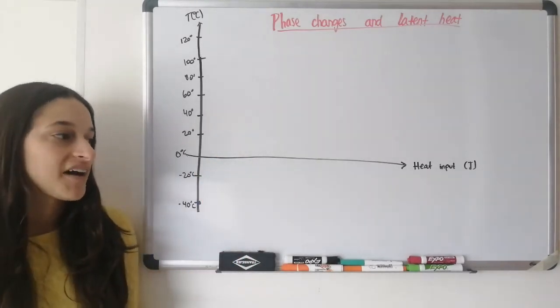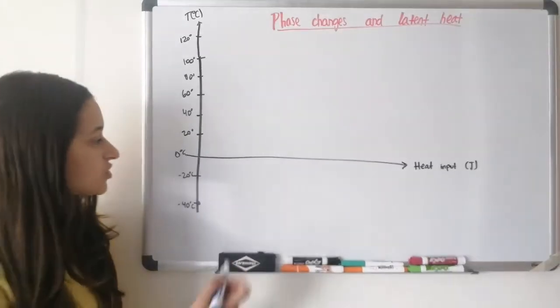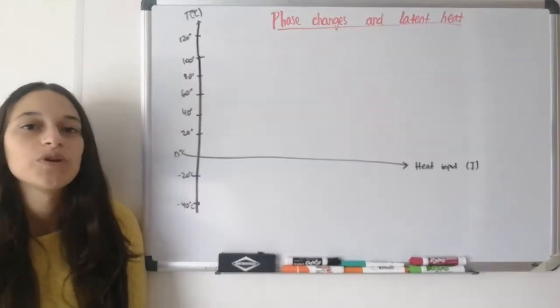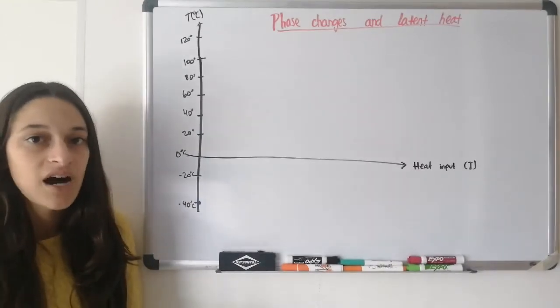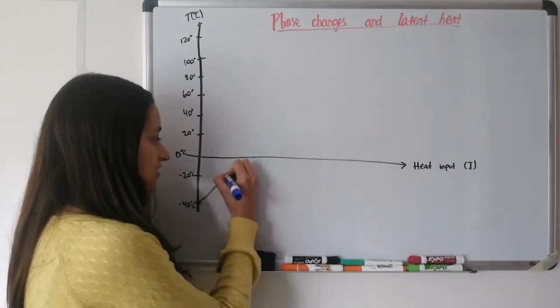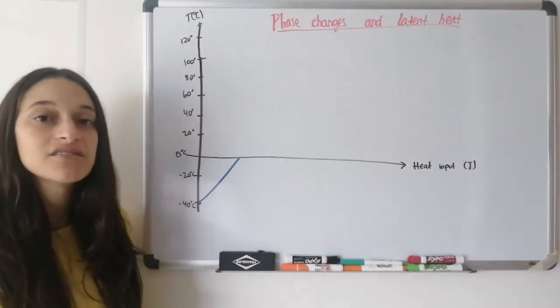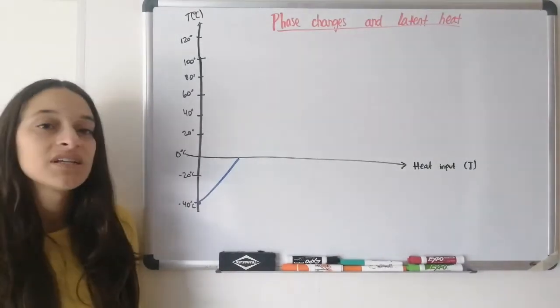So you can have ice at negative 5 or you can have ice at negative 40. So until you get to those 0 degrees, the ice is just going to become hotter ice that isn't as cold as before. So the graph is going to look something like this. So you add heat to it and it gets hotter until it gets to 0. But what happens when it gets to 0?